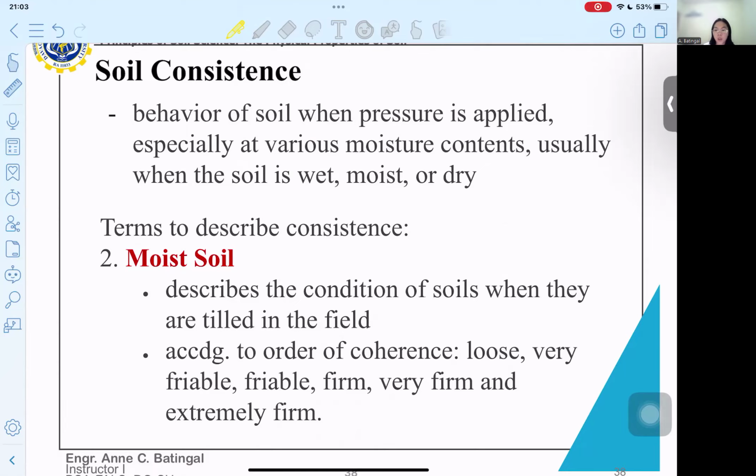Because it easily crumbles under gentle pressure. So, very loose. Next is very friable, firm, and extremely firm. Now, extremely firm is on the tougher end, wherein you can no longer manipulate it, it is no longer workable. The ideal in farming is your loose or very friable soil.